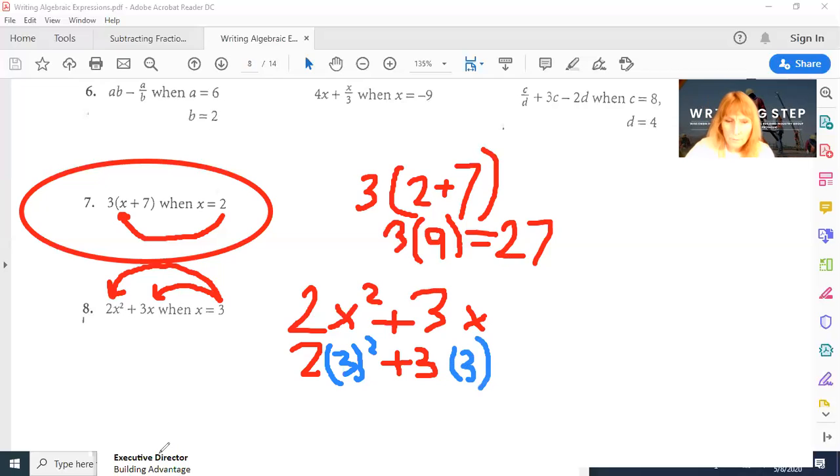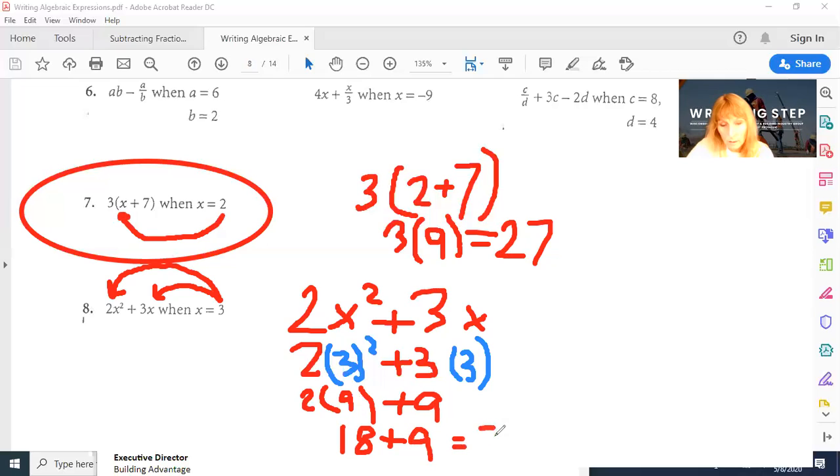Okay, now we solve. So we do parentheses first, but we don't really have any expression inside of parentheses. So we do exponents. 3 times 3 is 9. So we have 2 times 9 plus 3 times 3 over here, 9. And then the last step is 2 times 9, that's 18, plus 9 is equal to 27.